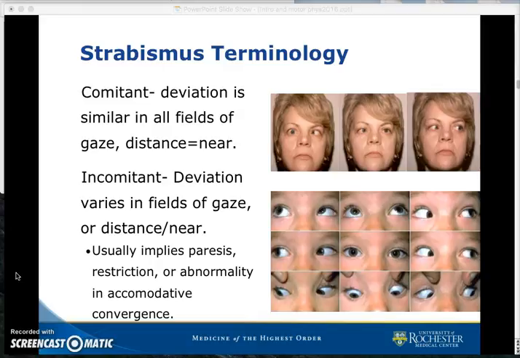The reason for the deviation is not all that important, just recognize that the deviation is different across the field of gaze. In the bottom picture, the patient has an inability to elevate the right eye, in adduction especially. This is a right Brown syndrome, so you see the deviation up in right gaze compared to left gaze, an incomitance there. Incomitance is important because it usually implies a paresis of a muscle, a restriction of a muscle, or an abnormality in accommodation and convergence.